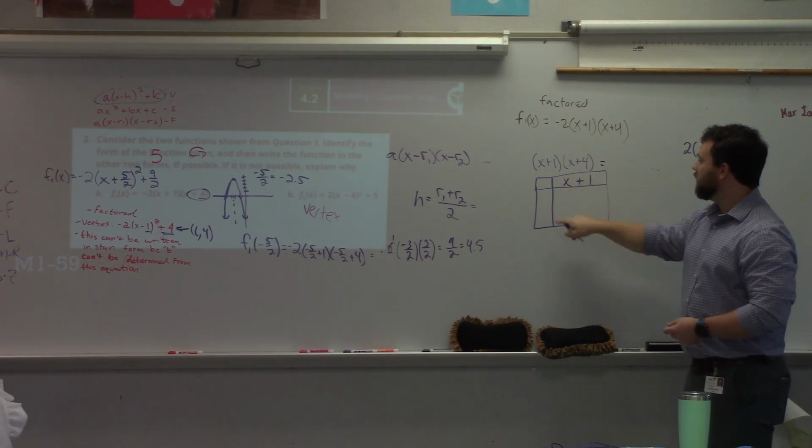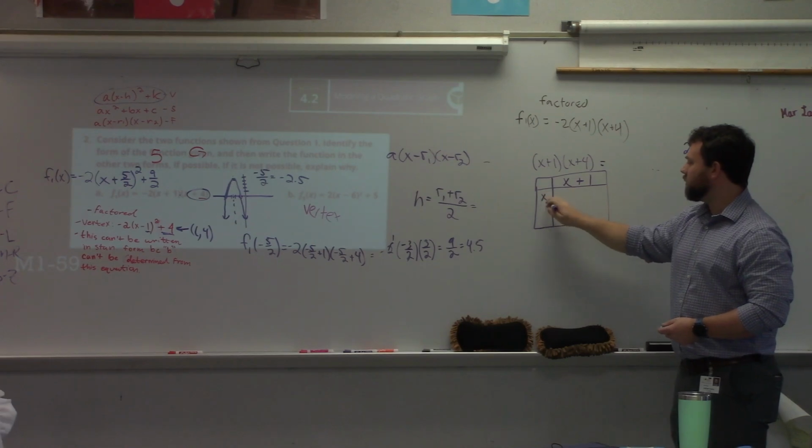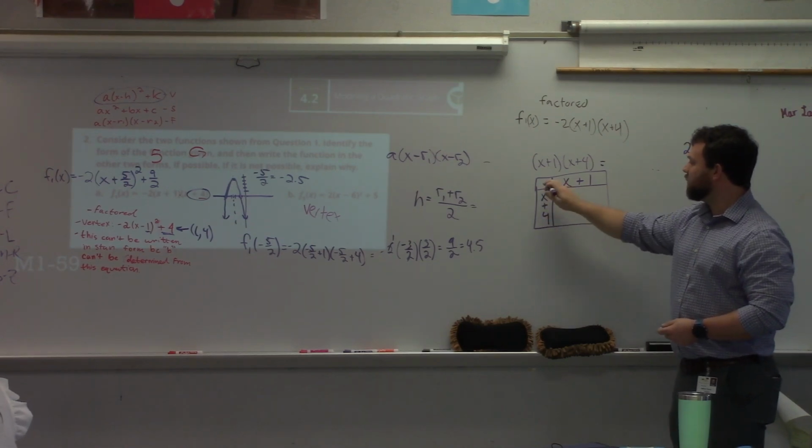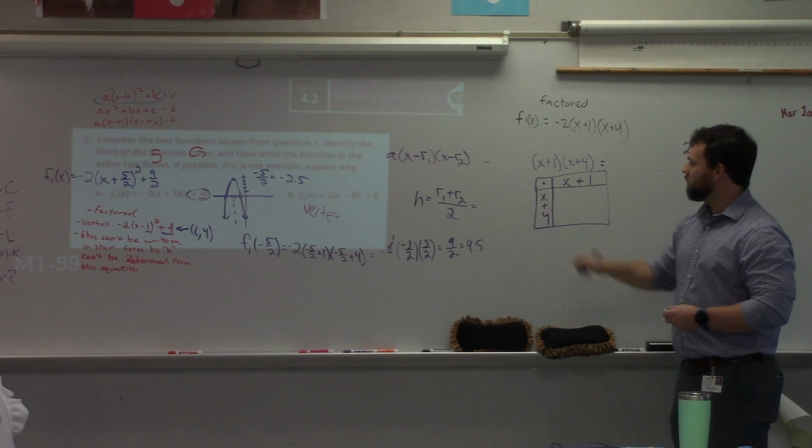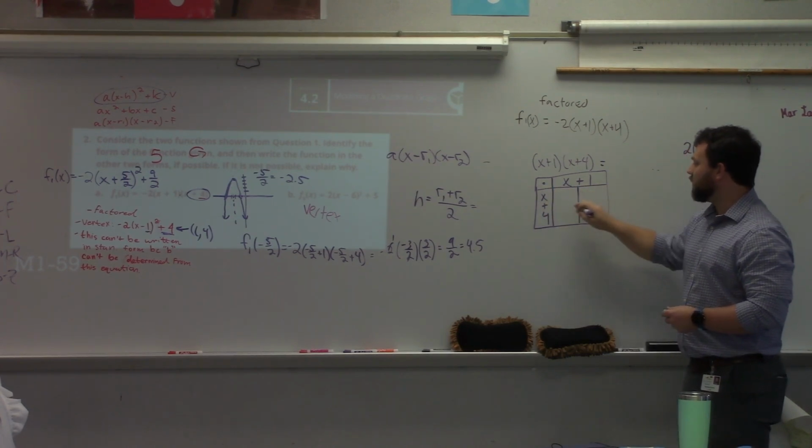X, x plus 1. And then what's the factor that I put here? X plus 4. And then what am I doing with them? I am cross-multiplying, multiplying them. This area model helps me just organize it.